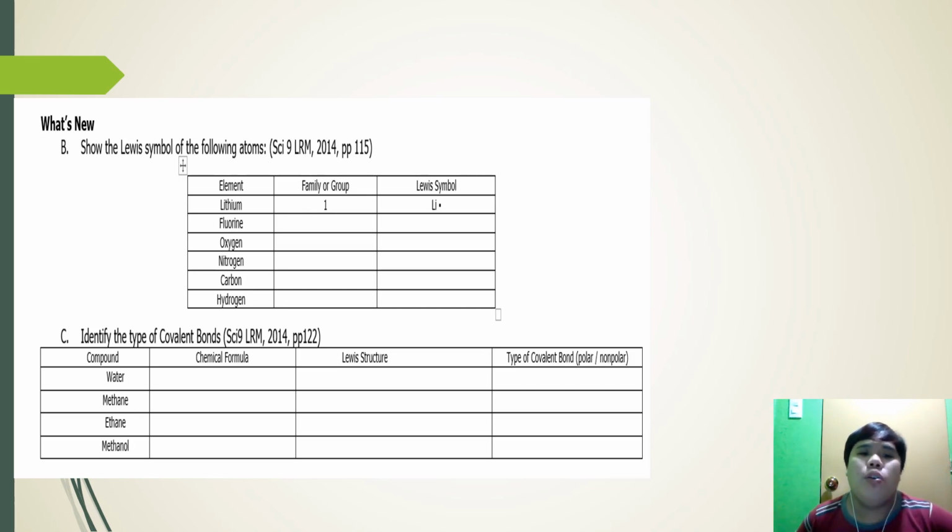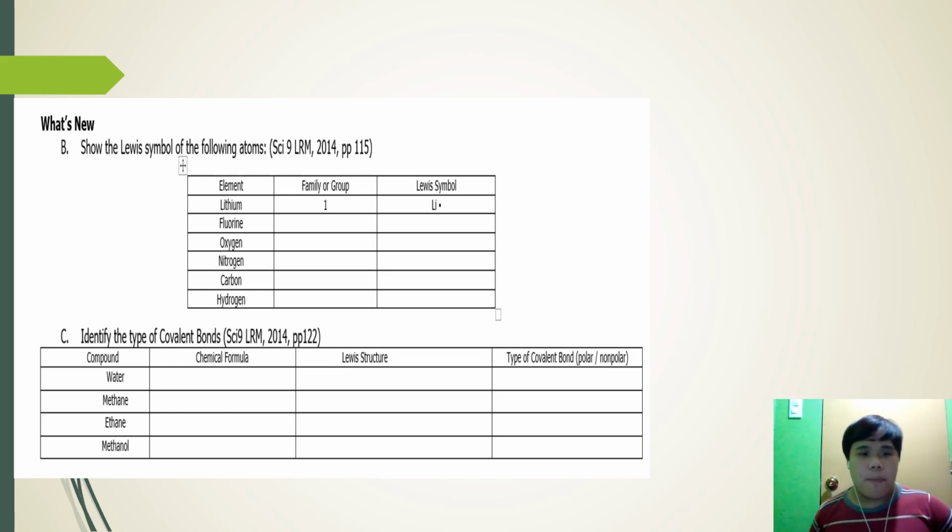So if you know their group or family, then you can do the Lewis symbol by writing the symbol of the element and surrounding it with dots, depending on its family or group. For letter C, identify the type of covalent bonds.